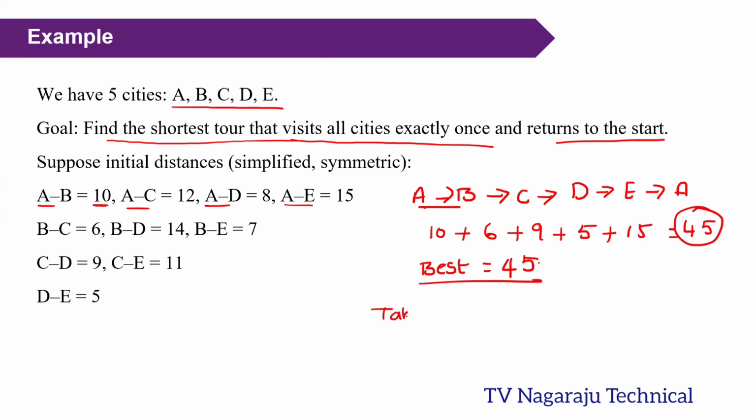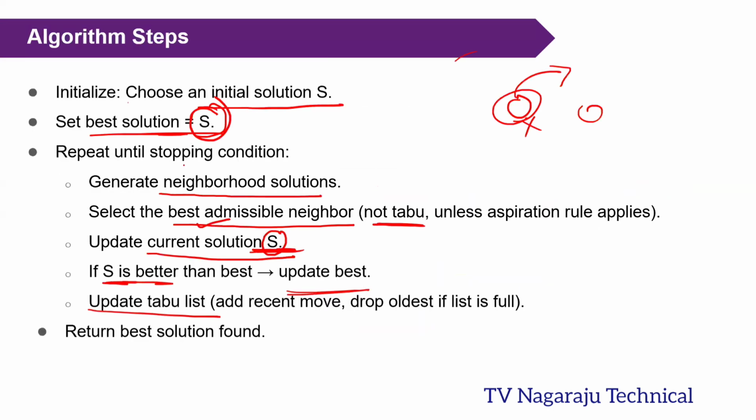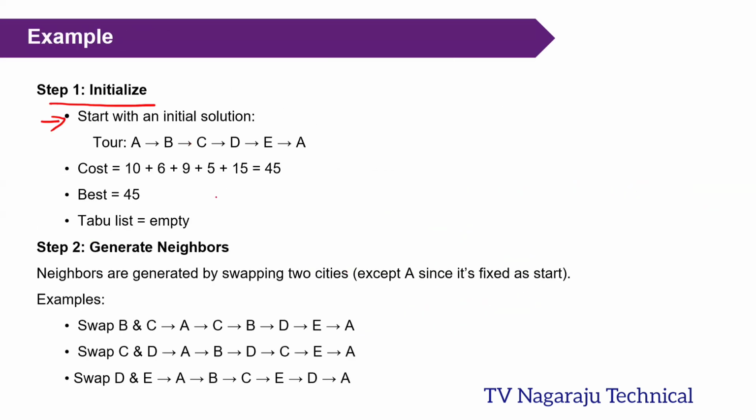Now what about my taboo? Till now the taboo is empty. Clear? This is the initial solution. According to the algorithm, my initial solution, the best solution, contains 45. What is the second step? You need to generate the neighbors and then select the best admissible.